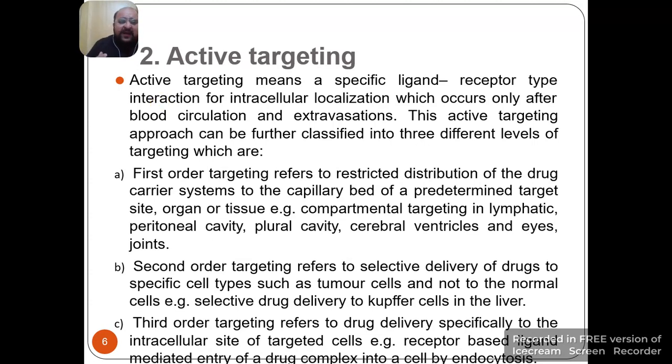In active targeting, there will be specific ligands, specific receptors, and the drugs bind with them. There will be interaction for the intracellular localization, which occurs only after the blood circulation and extravasation have occurred. So this active targeting approach can be further classified into three different levels. One is the first order targeting, and then second order and third order.